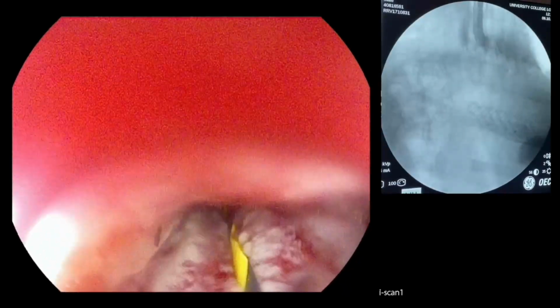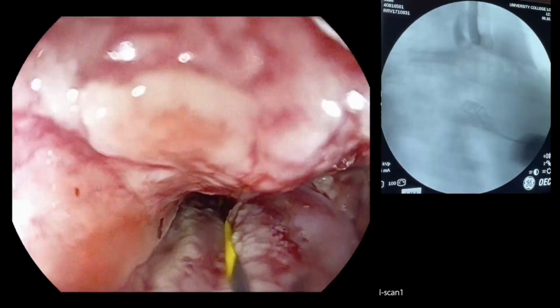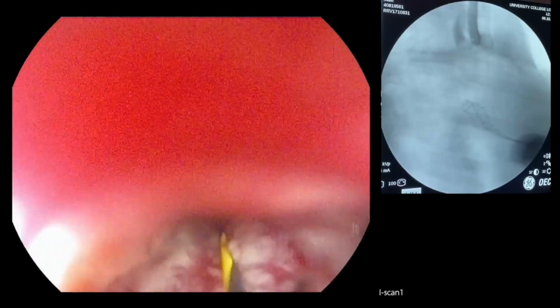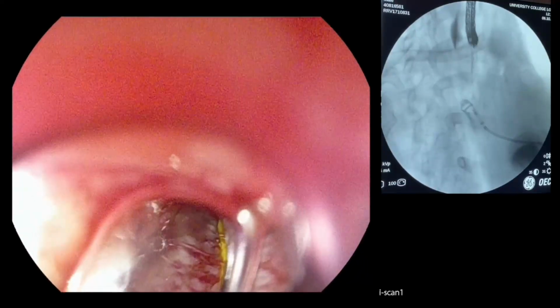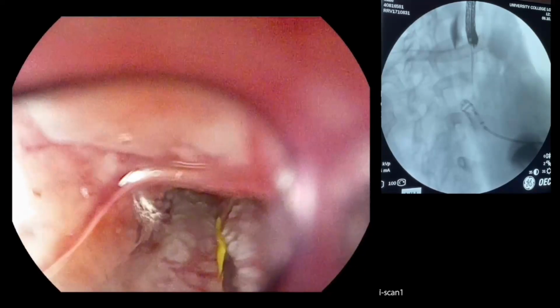It is important at this point to bring the screening back so that you can visualize the top of your scope. And I often ask at this point to fix this image on the right hand side so that it serves as an important reference point before I deploy any stents.